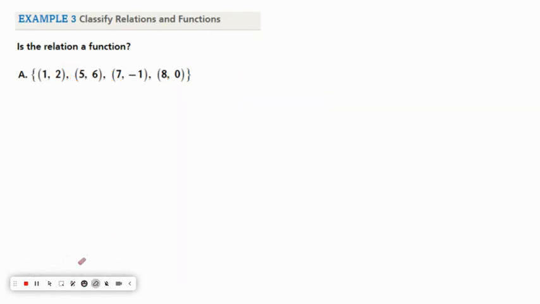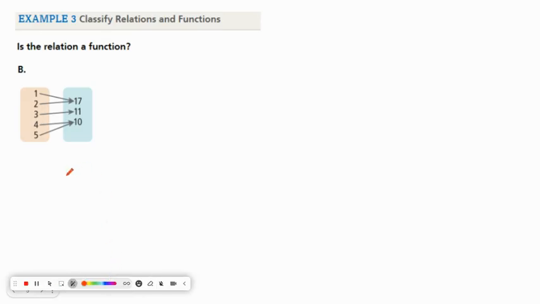Okay. Next. All right, so now we have a mapping. It says, is the relation a function? So again, I'll change the color up a little bit. Let's go with the domain. The domain are the x values, the numbers with the arrows coming from them. So these are the x values, these are the y values. So in order, 1, 2, 3, 4, 5. For the range, in numerical order, 10, 11, 17.